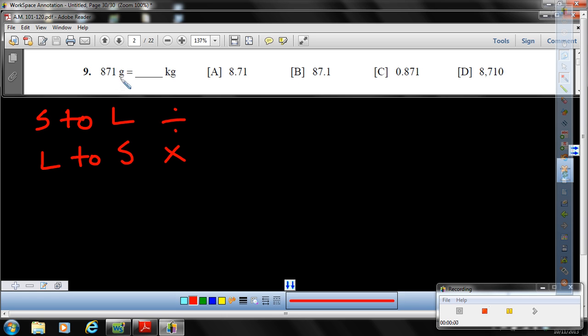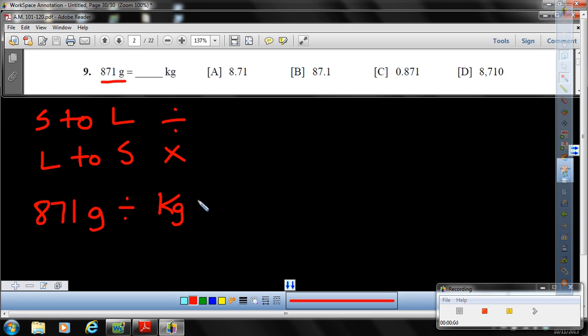Alright, we have to take what we're given. We're given grams. In comparison, are kilograms smaller or larger? Kilograms are larger. So we're going to go from small to large. So 871 grams, and grams would be the small unit, and we're going to change it to kilograms. So that means we're going to divide.